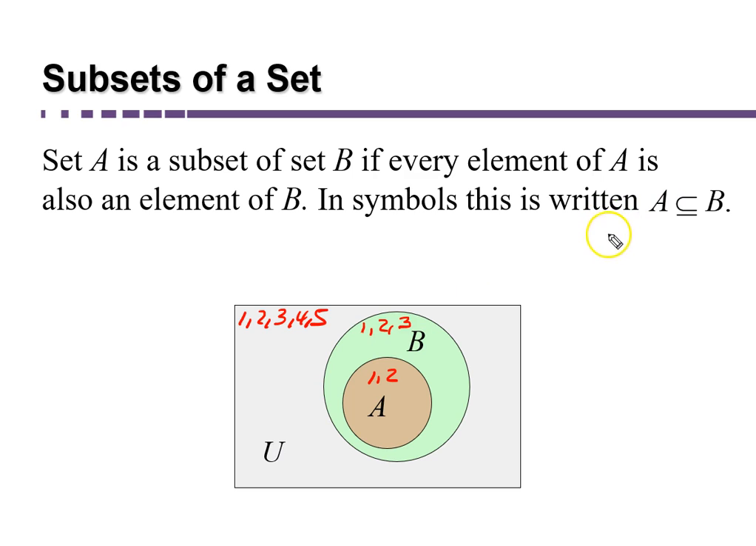Now, how do we write the symbol for subsets? Well, the symbol for subset is sort of an elongated C with a line underneath it. This symbol is read as a subset. So, building vocabulary, things for your notes.